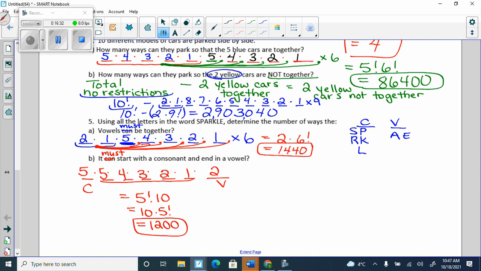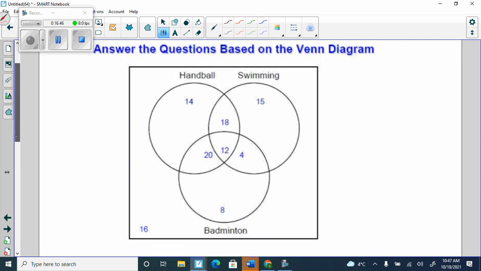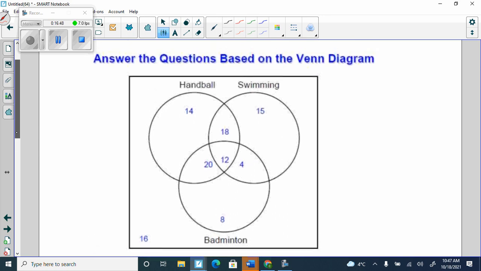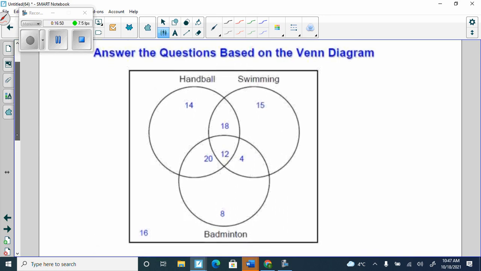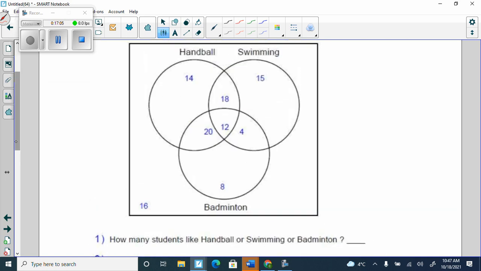Then we're going to flip over. So here it says answer the questions based on the Venn diagram. How many students like handball or swimming or badminton? Or is what shape? The snowman. This is an aggressive snowman. It's like a three-circle snowman. It's a snowman with a growth. Okay, so we're going to add up everything inside the circles.